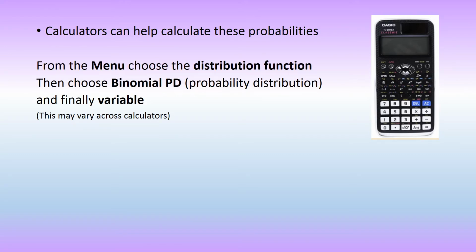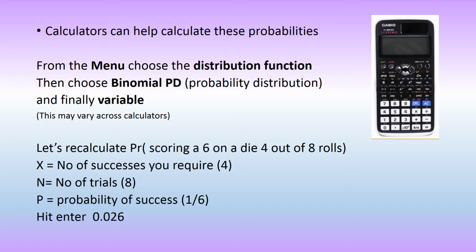Okay, so in order to get the function that we want, here's what we're going to do. We're going to hit the menu button, and then we're going to choose distribution function. We're then going to choose the binomial PD for probability distribution, and then finally variable. Now, in order to get to this function, this will vary on different calculators.